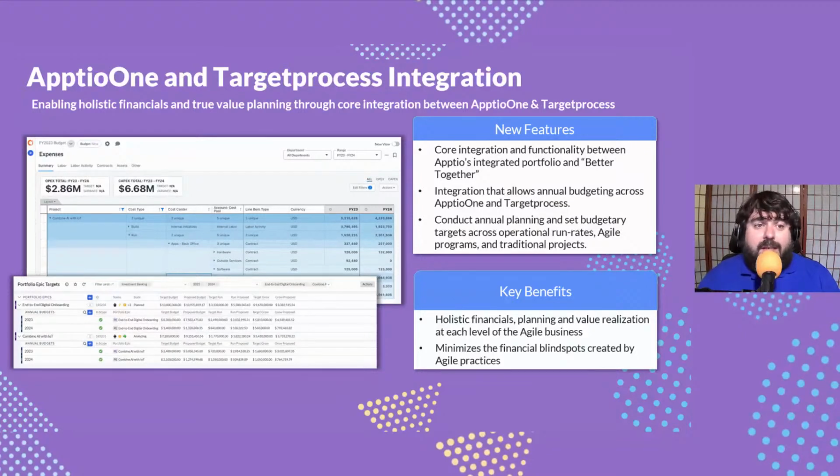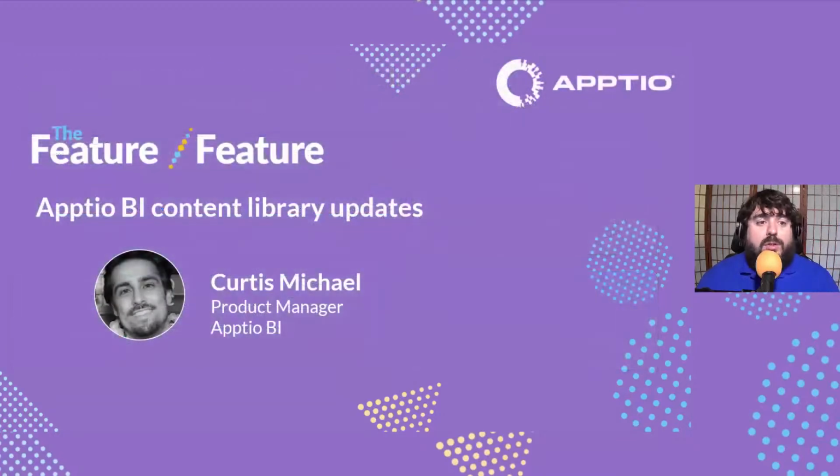And being able to tie that into Apptio One is crucial, because we're now able to surface your existing budget information from Apptio One in Target Process, and relate the actual work streams that you have going on to that budget information. Very, very important. It also brings Apptio together as a more holistic, streamlined platform, where you don't have to export and import data so much, and the solutions are just working across one another. We're going to talk more about that here too with Apptio BI and the features that are rolling into that.